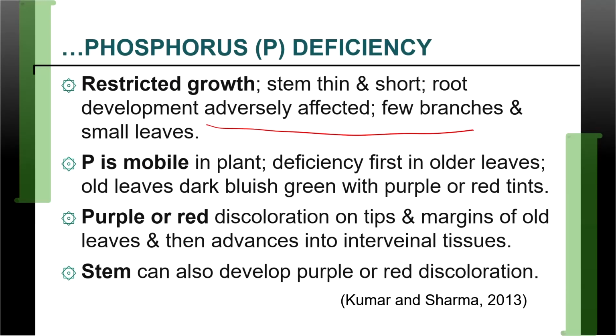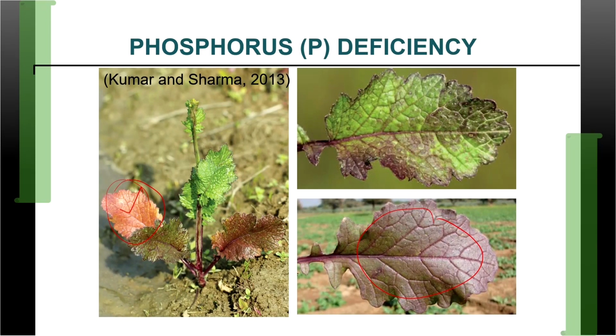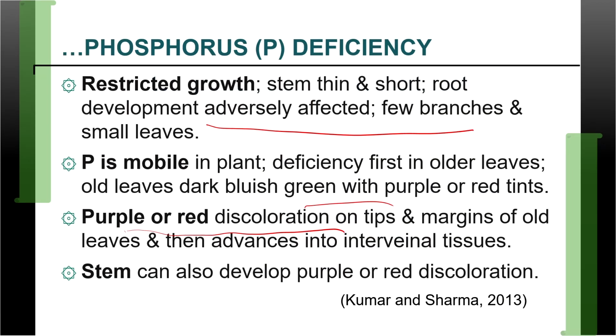And phosphorus is mobile in the plant system. Therefore, deficiency will come on the lower leaves. It can be easily translocated from lower parts to the upper parts of the plant because it is mobile in the system. And also purple or red discoloration will be there on the tips and margins of the old leaf. That you have also seen, and the stem can also become purple. So, you have already seen the deficiency symptom of phosphorus.